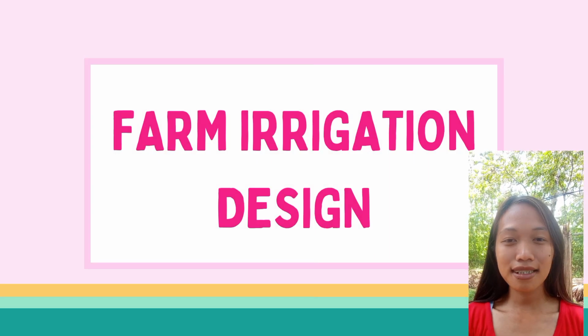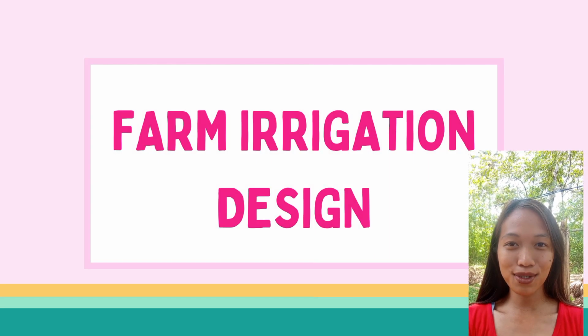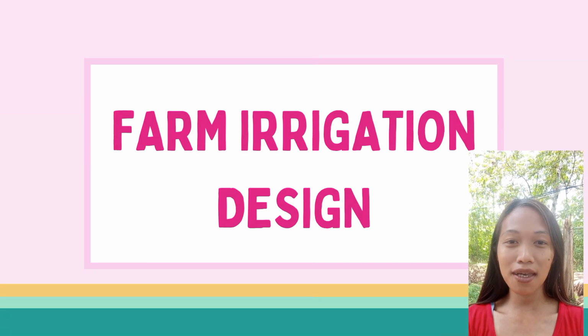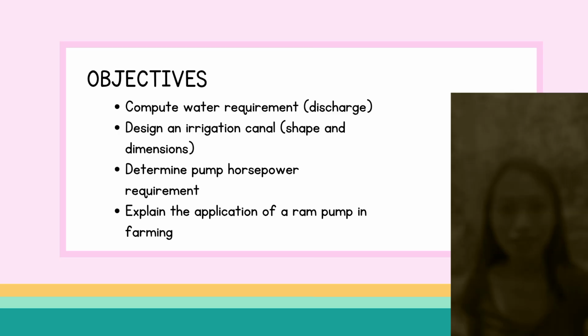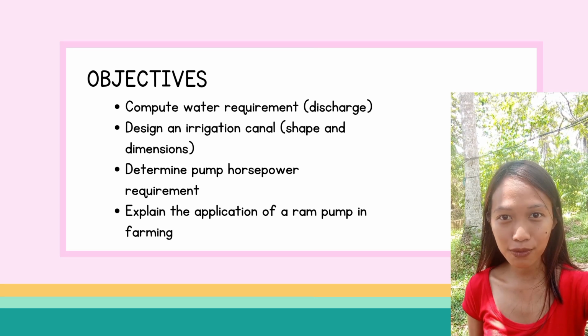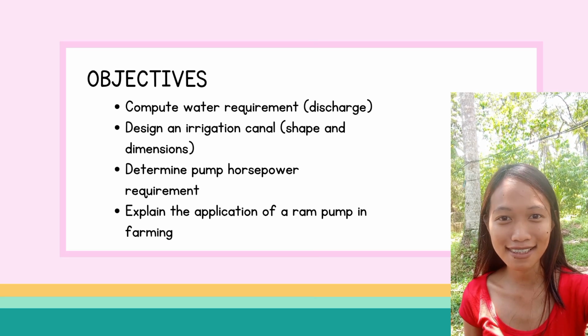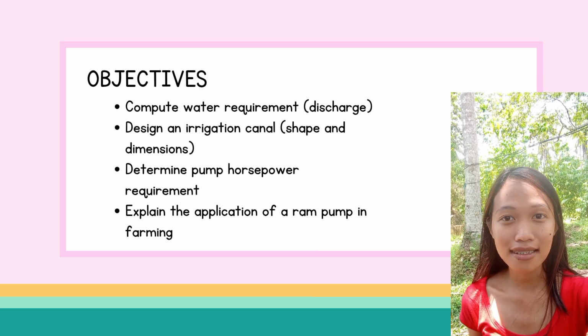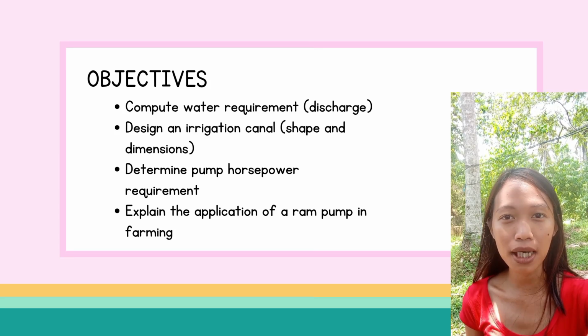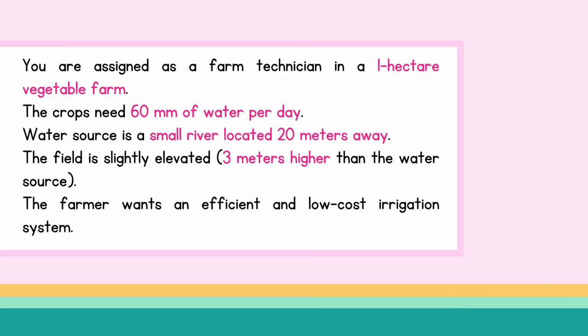Good day. In this presentation, I will present a solution for designing an efficient irrigation system for a vegetable farm. The objectives of this task are to compute the water requirement or discharge, design an irrigation canal, determine the required pump horsepower, and explain the application of a ram pump in farming.